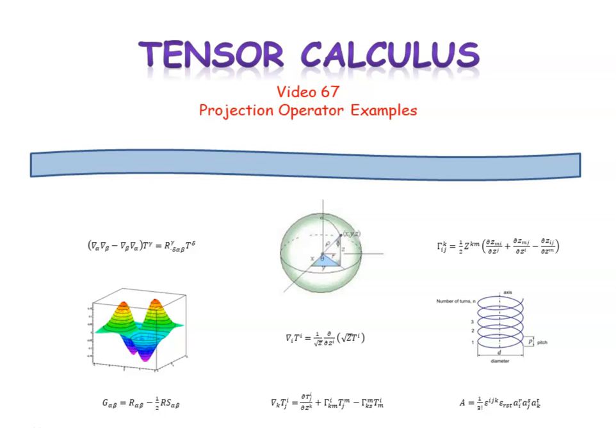In video 67 of Tensor Calculus, we'll follow up our last video by demonstrating what the projection operators look like for each of our sample surfaces. We'll start with our cylindrical surface. We said that our normal projection operator is defined this way.